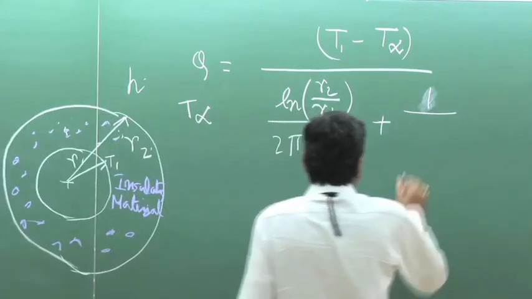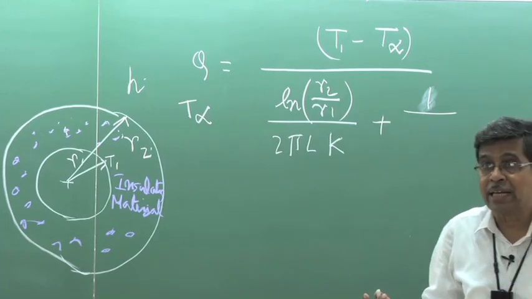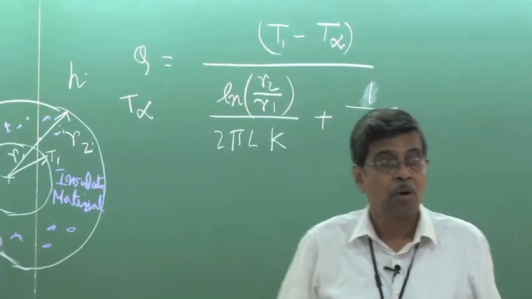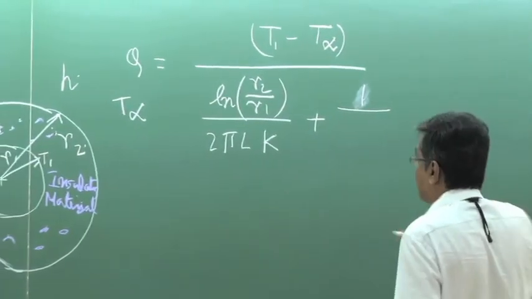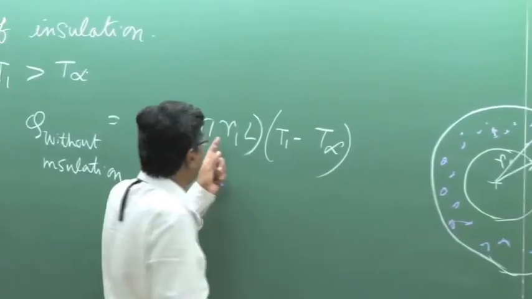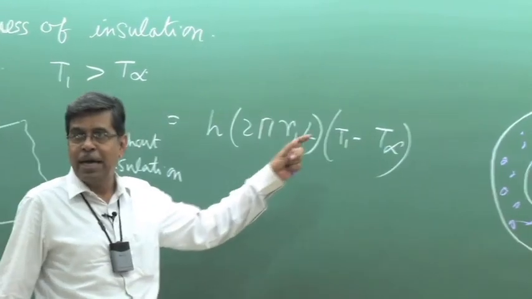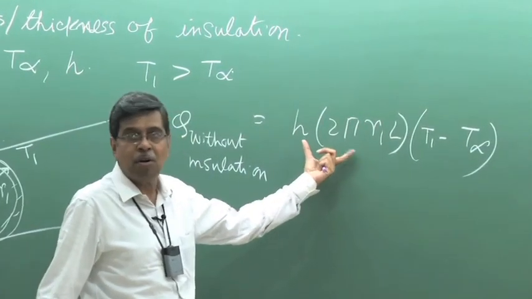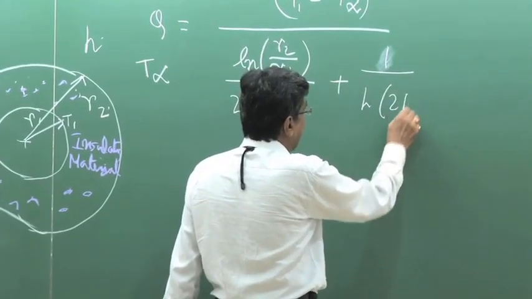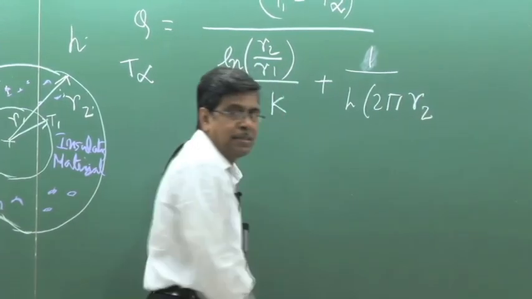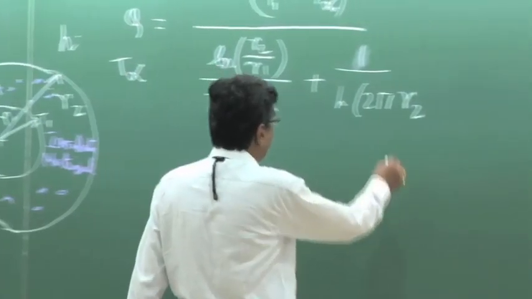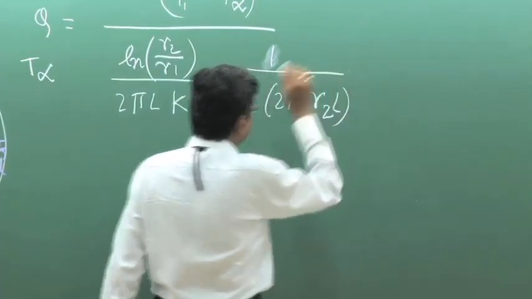Convective resistance, when we will discuss convection, you will know in detail what this convective resistance is meant for, when you will understand the mechanism of convection. But so far we know the convection heat transfer is determined as H into area into temperature difference. So this is the convective resistance, that means 1 by H into area, where this R is the outer radius, that means the radius of the insulation: 1 by H into 2 pi R2 L. So this is simply the expression.